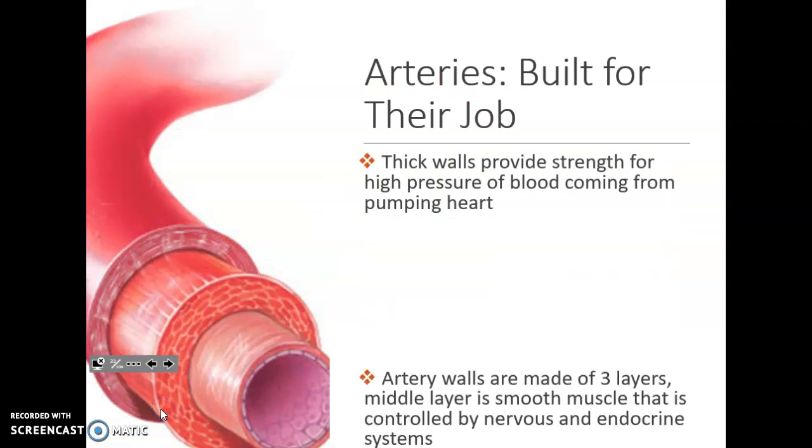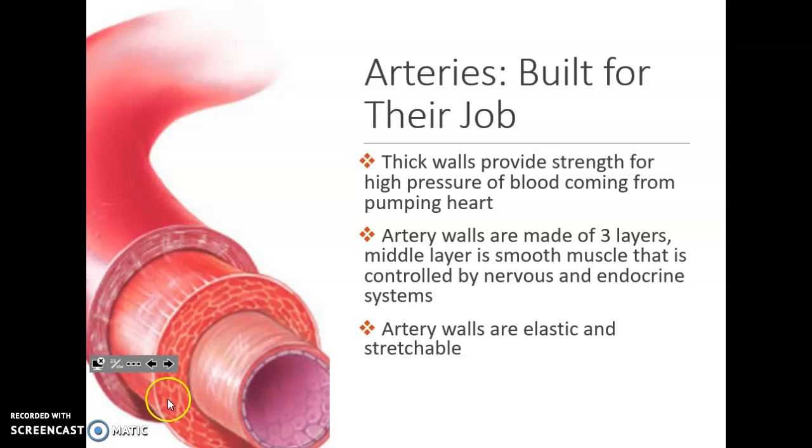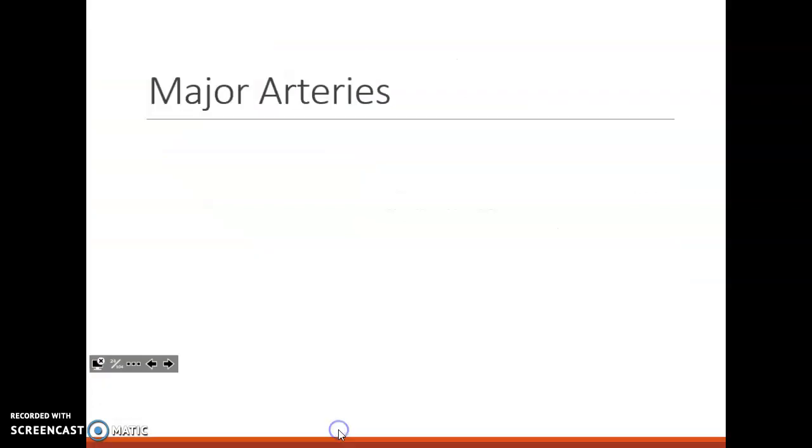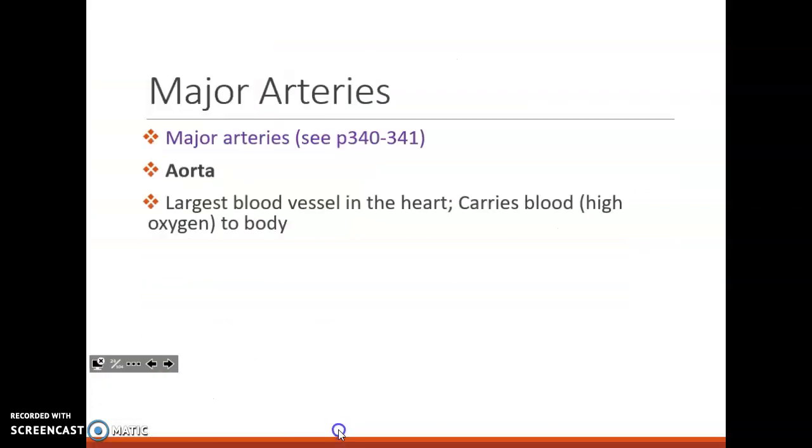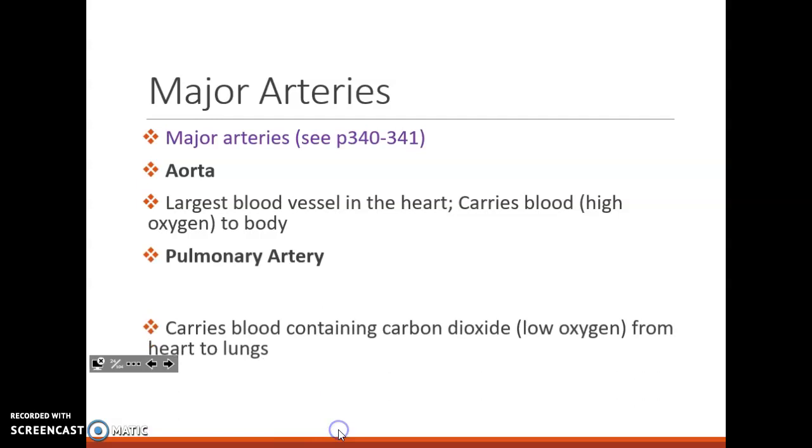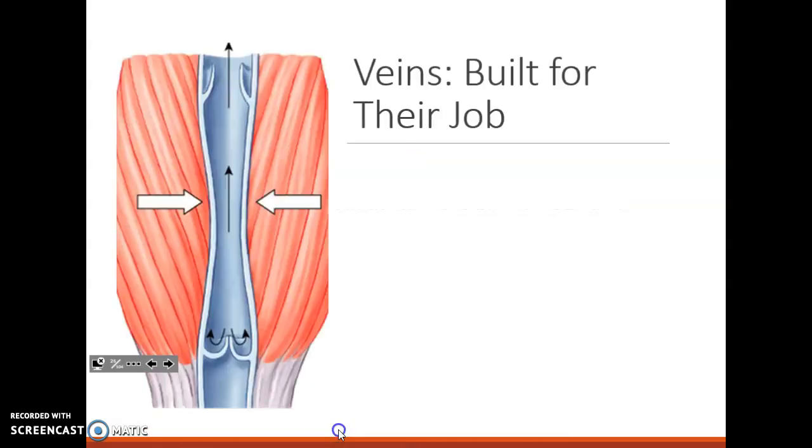And we looked at how the arteries are different than capillaries, which are different than veins, and how arteries are built for their job and they have that nice thick muscular middle part that can constrict or dilate to help with blood pressure. And we learned about the major arteries you need to know: the aorta, the pulmonary artery, the coronary artery.